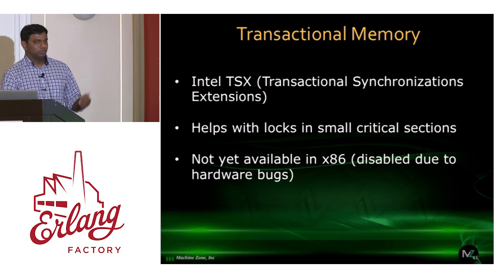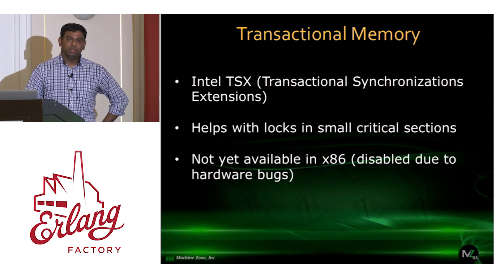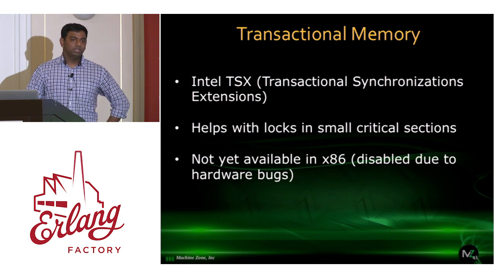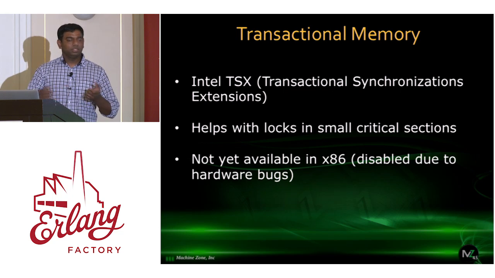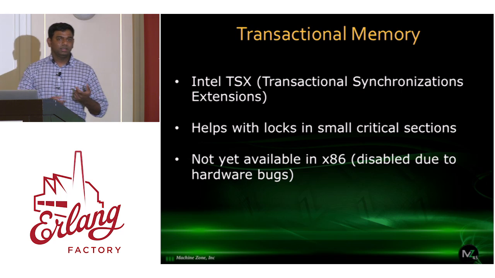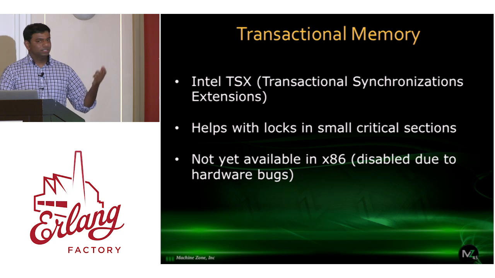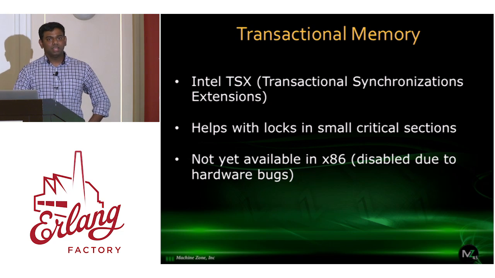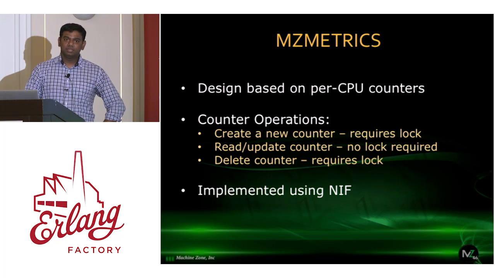While we are on this topic, I also wanted to point out one more thing. Intel transactional memory. There is a new feature called lock elision in Intel hardware, which is currently disabled because of some hardware bugs. But once we support this in the Erlang VM lock implementation, we will not be needing finer-grained locks in smaller critical sections like, say, ETS. But again, this is disabled on x86 because of hardware bugs. It's implemented in glibc, but I think the Erlang VM doesn't have it yet.